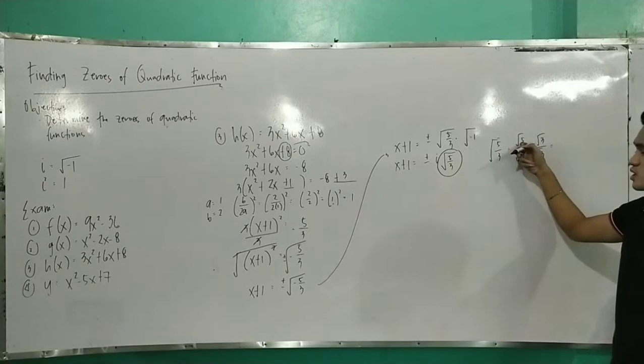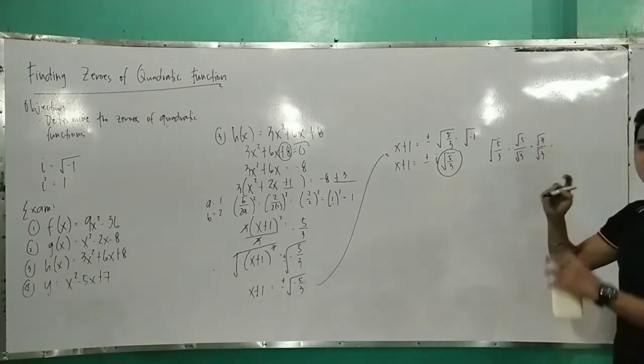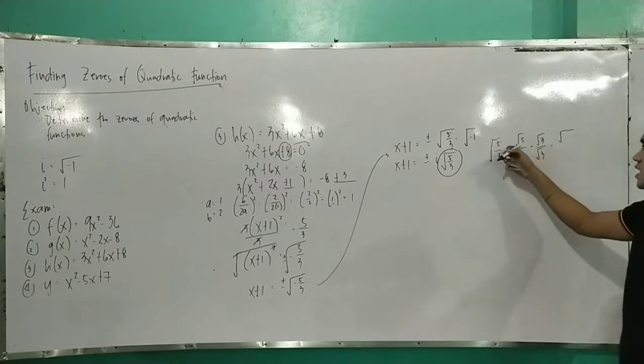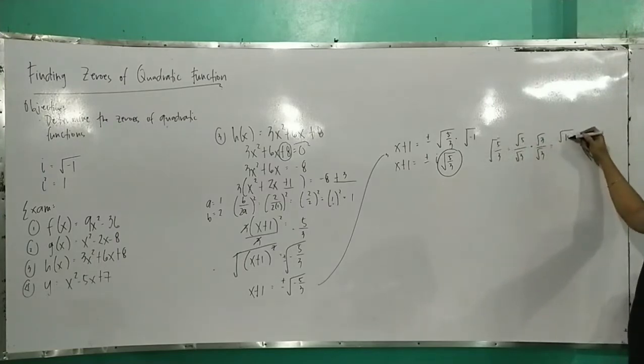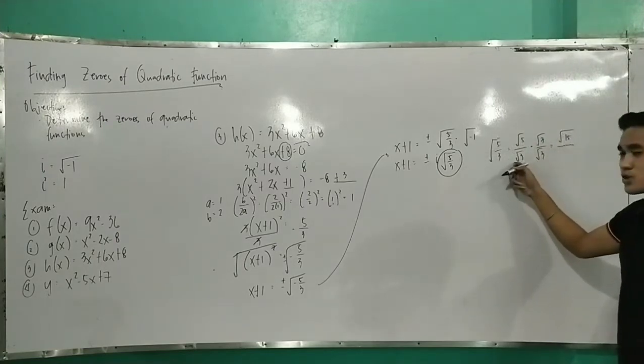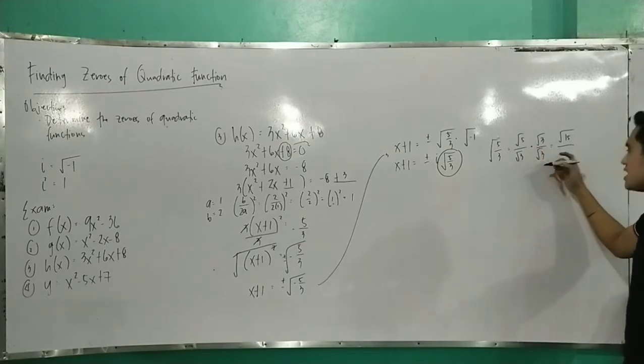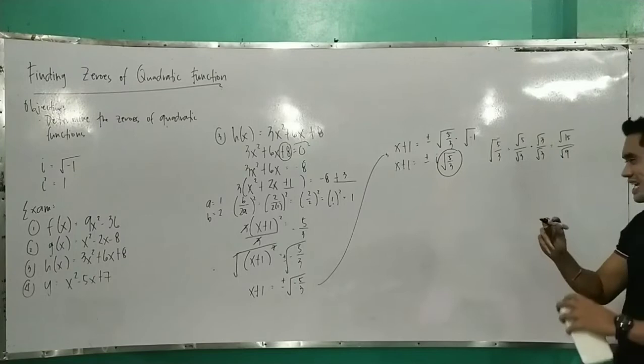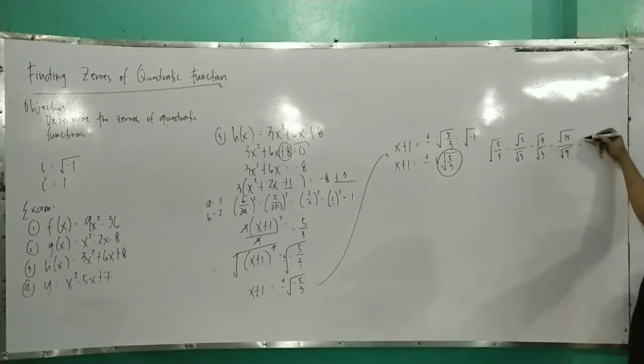So, square root of 5 times square root of 3, since pareho silang square root, pwede nyo silang i-multiply directly, 5 times 3 is 15. Over square root of 3 times square root of 3, so square root of 9, so 3 times 3 is 9. Kaya naman, ang final answer ko dito, square root of 15 over, yung square root ng 9 ay 3.